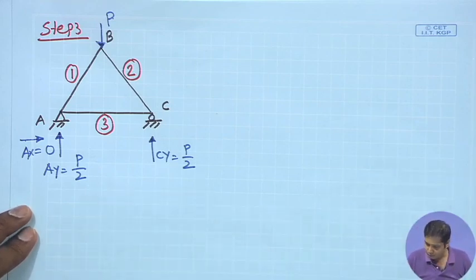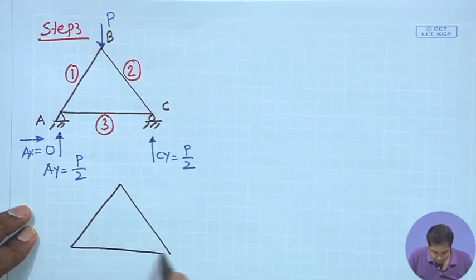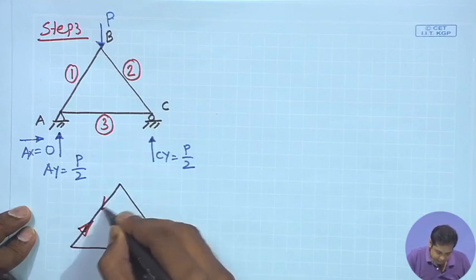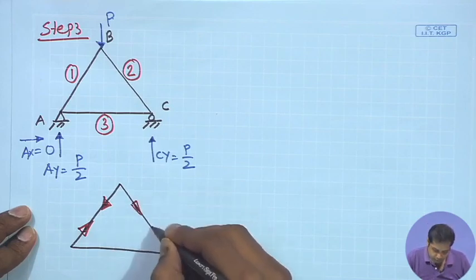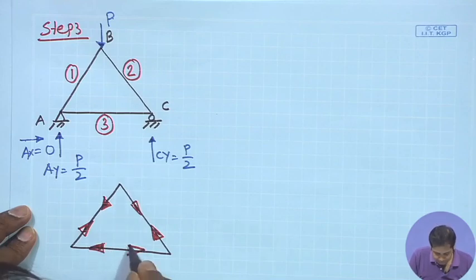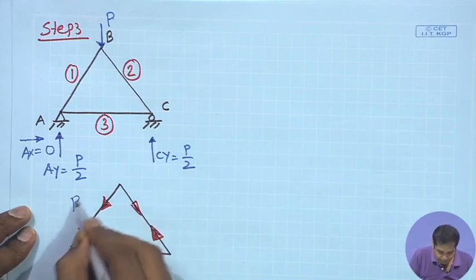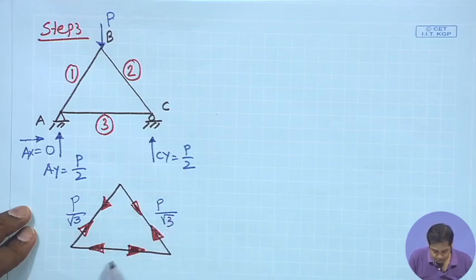Member 1 is equal to, okay, let us draw the force diagram. The force diagram is like this. This is the force in member 1, then member 2 and then member 3. We have already done this in second week. Please see that lecture, and this value is P by root 3. This is also P by root 3 and this is P by 2 root 3.